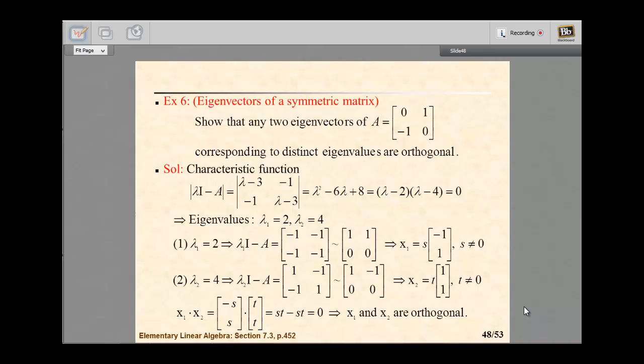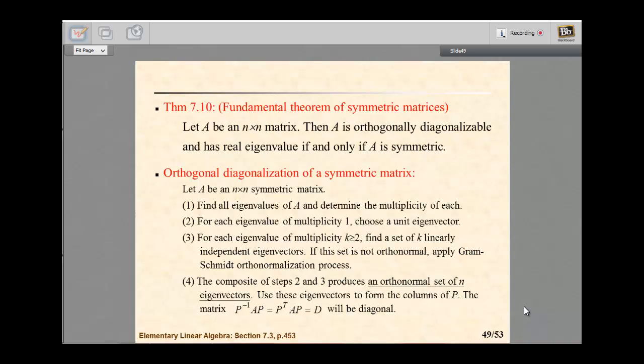Properties of the symmetric matrix. It says that for a symmetric matrix, any two eigenvectors of A corresponding to distinct eigenvalues are orthogonal. So we can prove this. Fundamental theorem of the symmetric matrix, or orthogonal diagonalization of the symmetric matrix.